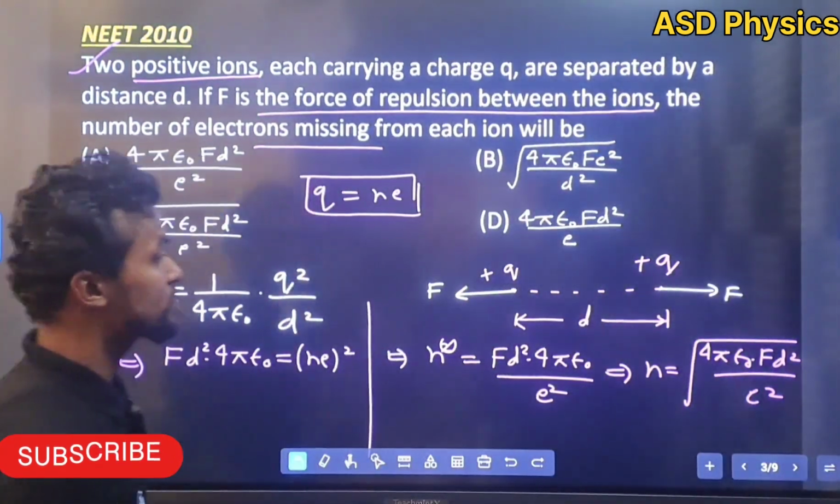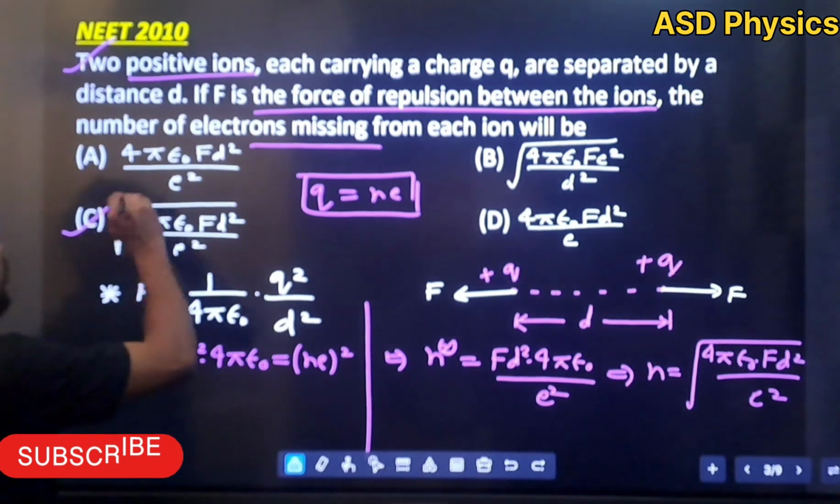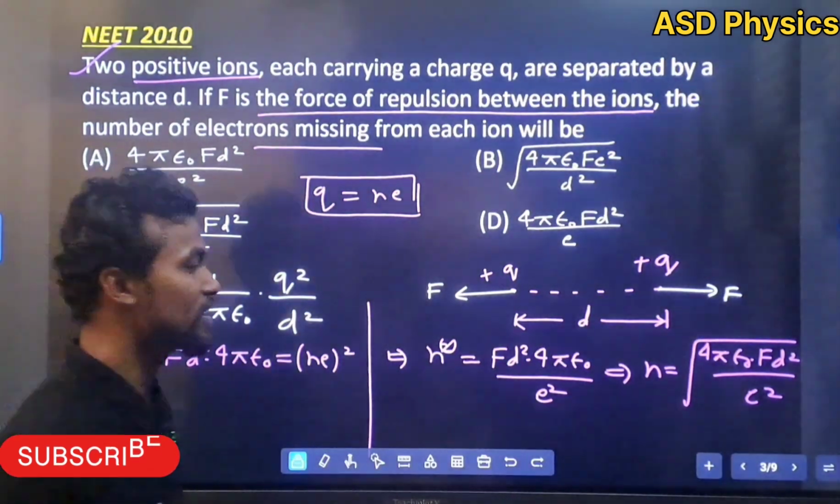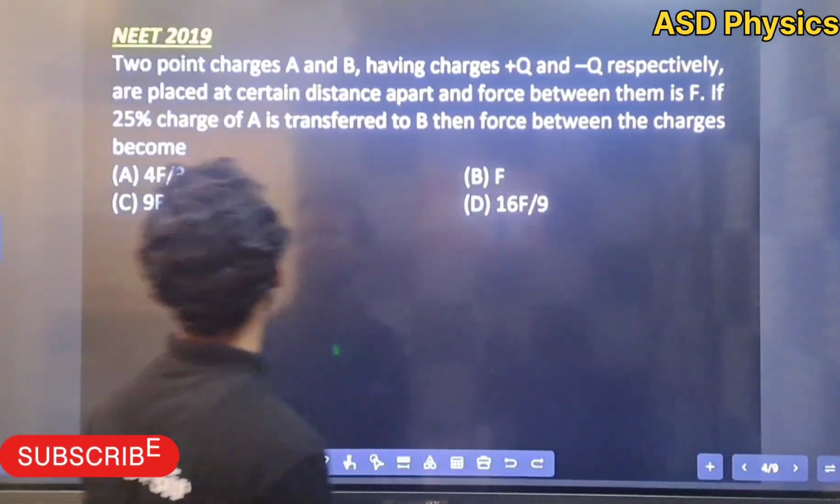Then you can see which option is correct here. Option C is the correct option. Then you can see how easily we are solving the questions.